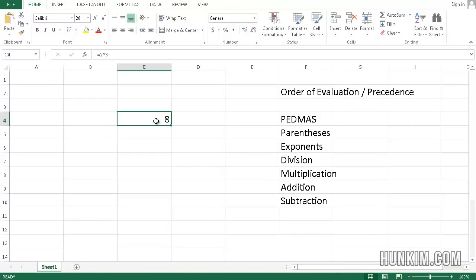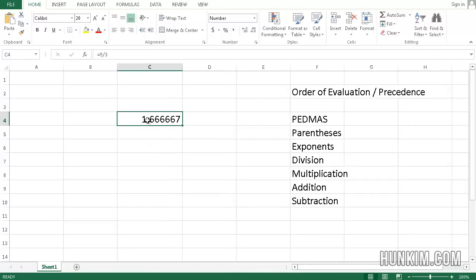What about division? If I type in equals 5 divided by 3, press enter, we get a decimal number from dividing. The forward slash is divide, and if you don't like this many decimal places, in the Home tab in Excel you can just hit this little button called Decrease Decimal. That's a fast way of decreasing it, and you can see that Excel automatically rounded the number 0.666 up to 0.7.